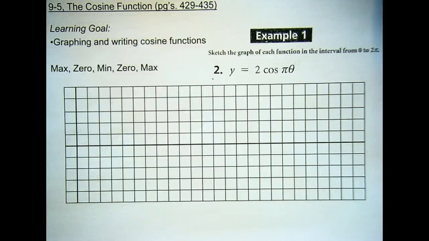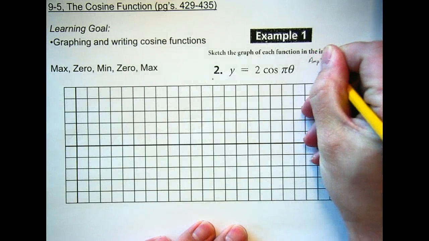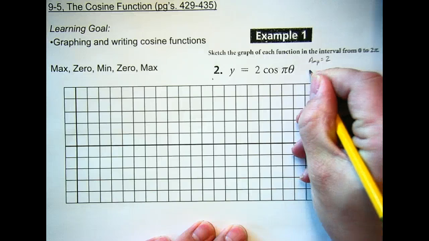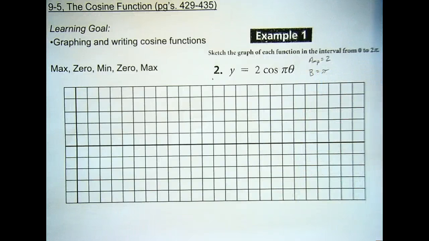Okay, everyone try number 2. Okay, moving on. Here we go. A is, what's our amp? 2. Amp is 2. B? Pi. B is pi. So what does that mean in terms of number of cycles?